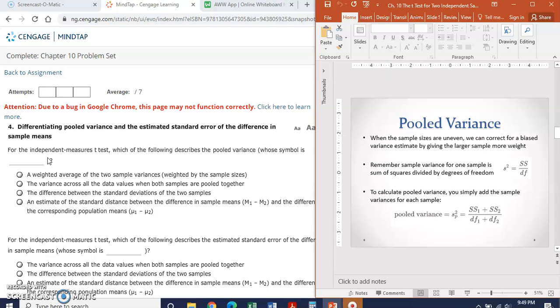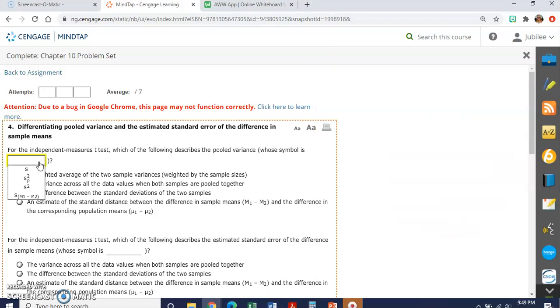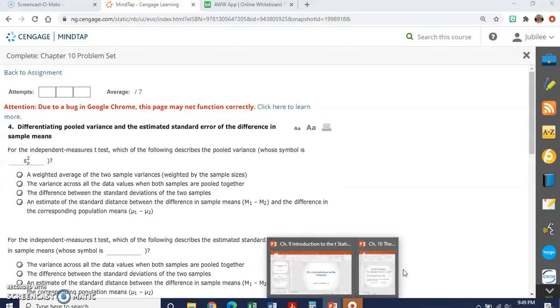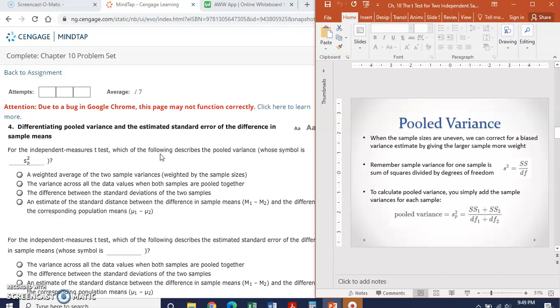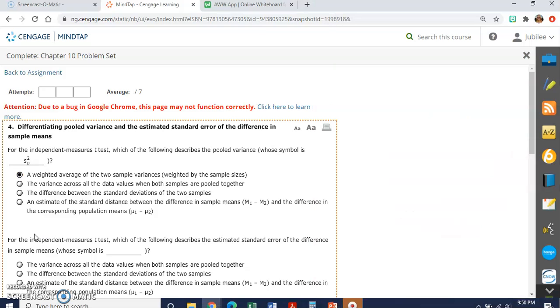And the first question is about the symbol. And so I can see here what the symbol is. So I'll just add that. And then I need to define it. So the purpose of pooled variance is to correct for any sort of bias that might occur when the sample sizes are uneven. So what you end up with is a weighted average of the two sample variances, weighted by sample size.